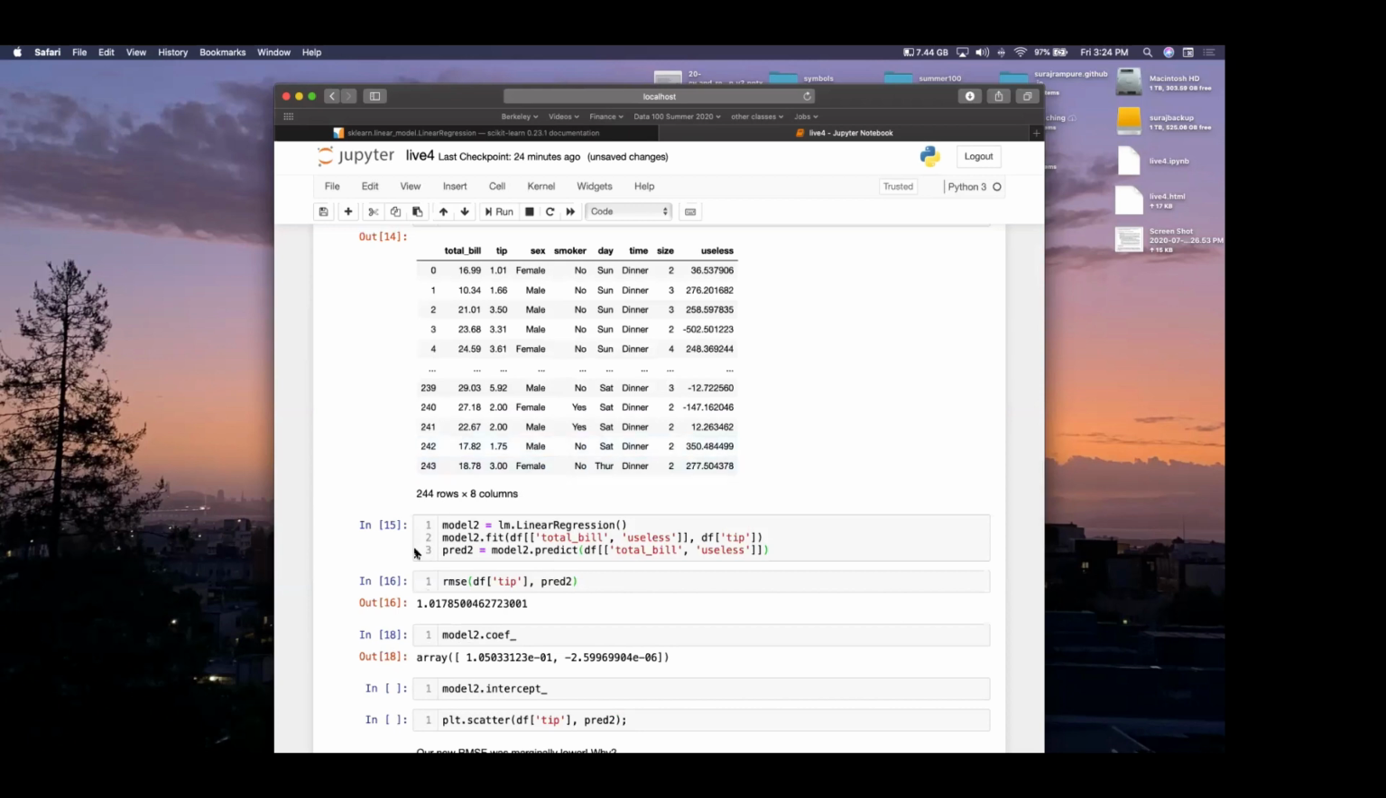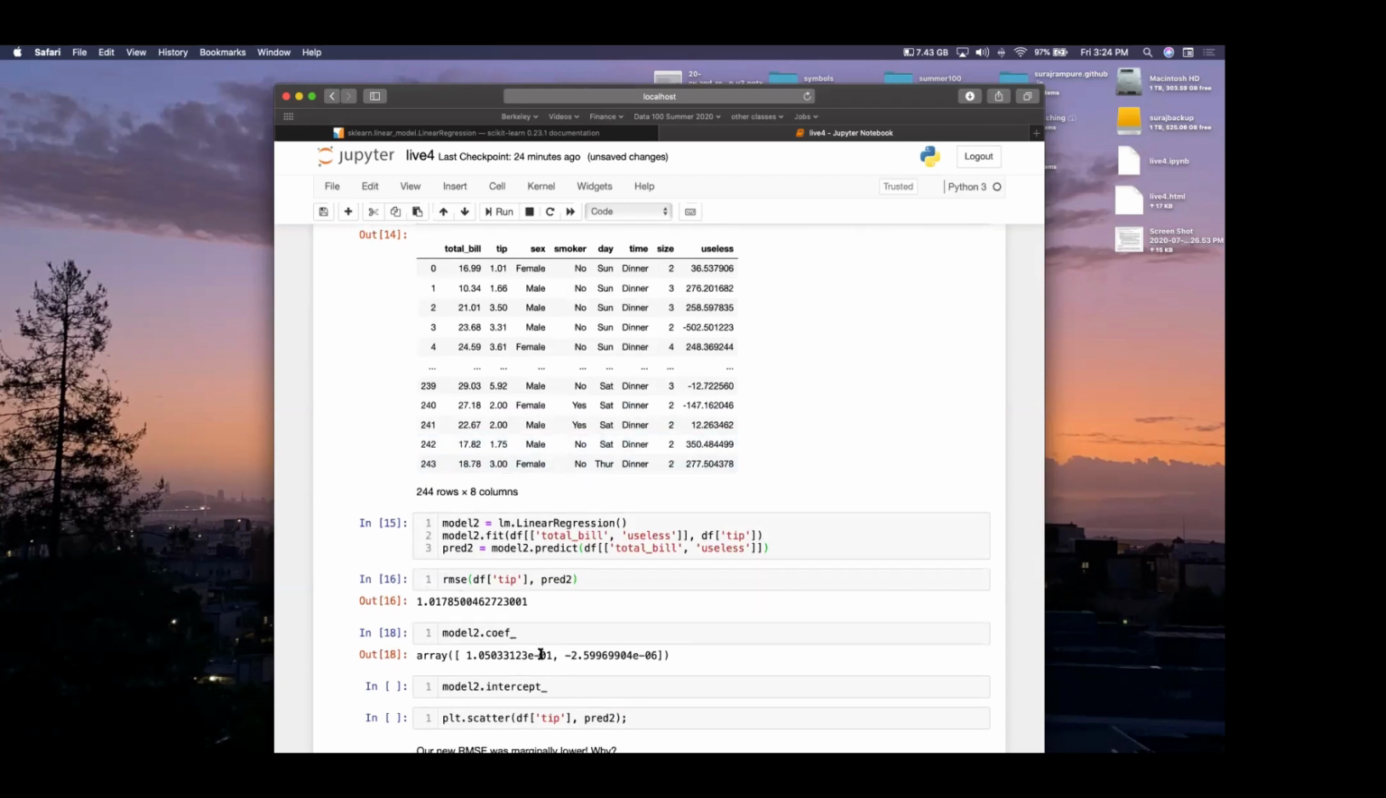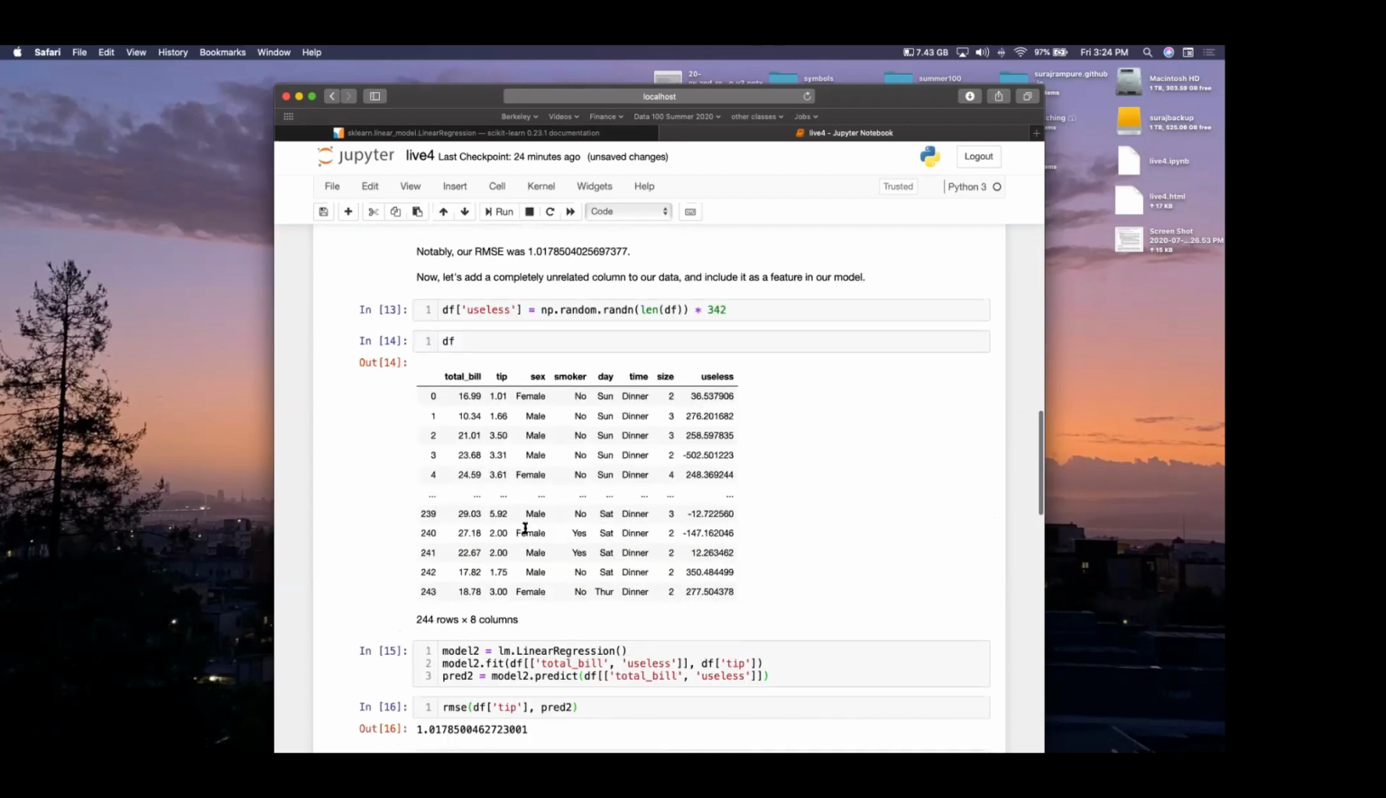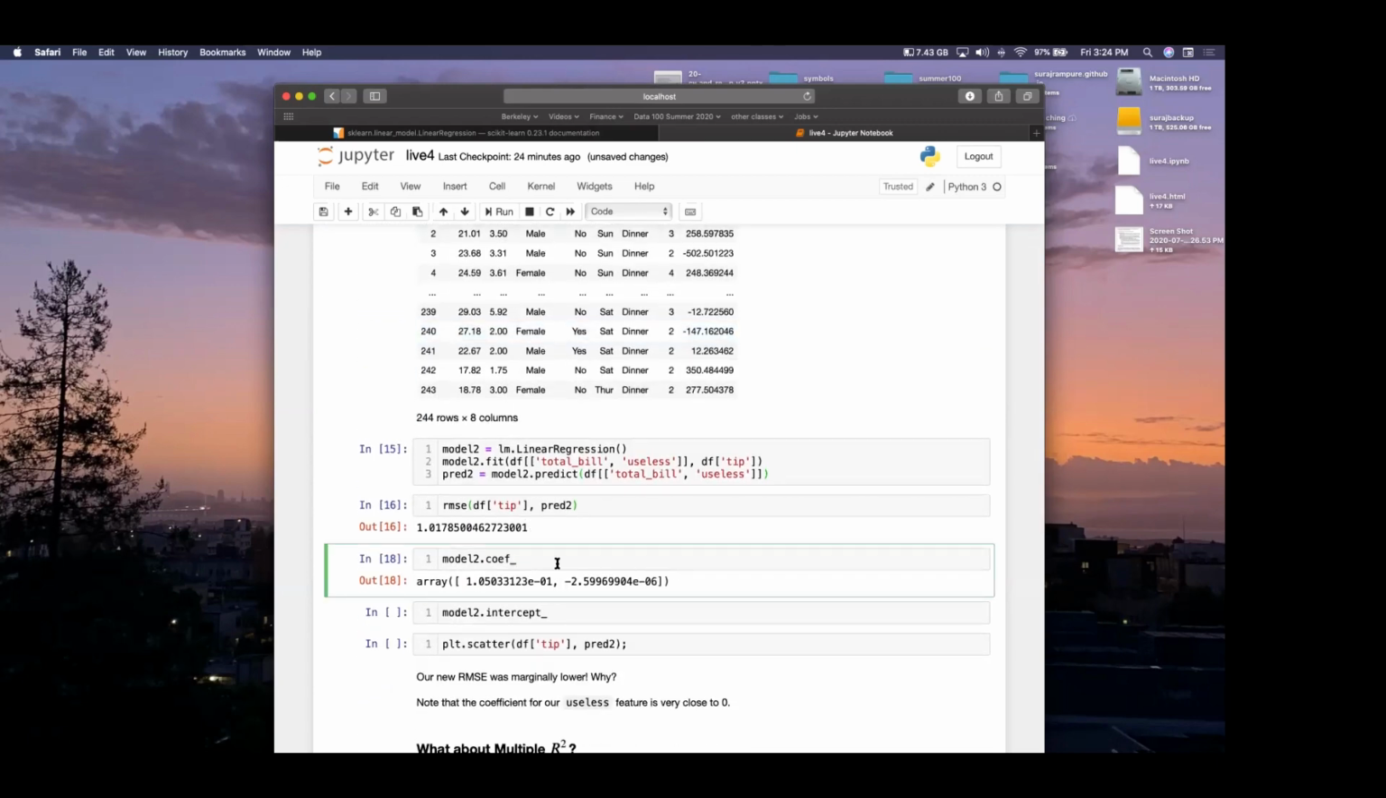Sorry, is that the same? Yeah, sorry, this is multiplied by 10 to the negative 1. So the coefficient we found with our new model on total bill is roughly the same as our old model's coefficient for total bill. What's the coefficient for the useless feature? Yeah, it's tiny. It's something times 10 to the minus 6. So it's almost 0. Essentially, the reason our model didn't get worse here is because it assigns very little weight to the new feature.